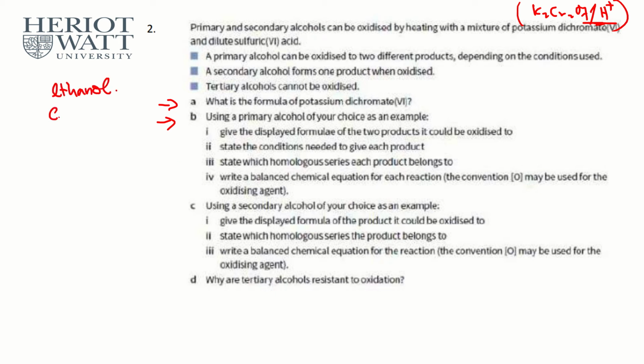Okay, so C2H5OH. This is actually the formula of ethanol, and if you oxidize it, by the way, this is a primary alcohol. So when you first oxidize it, you're getting, again, guys, this square bracket O is to indicate oxidation, which can be used in the equation I'll show you in a while.